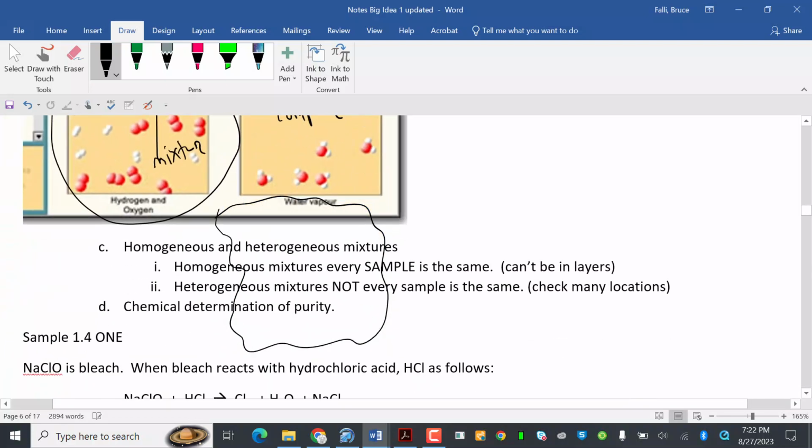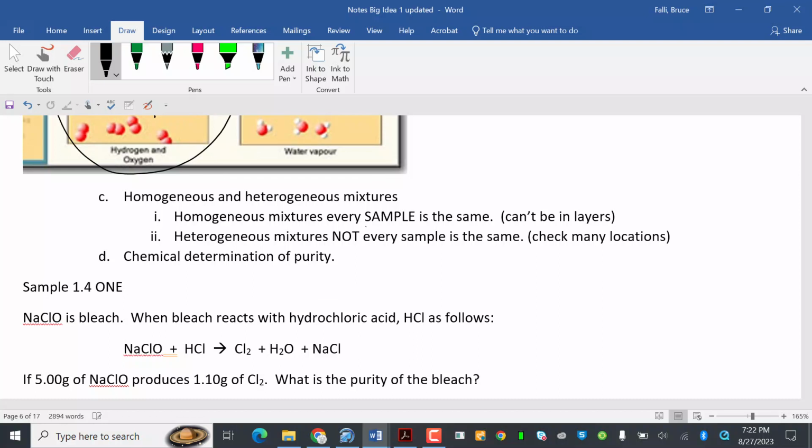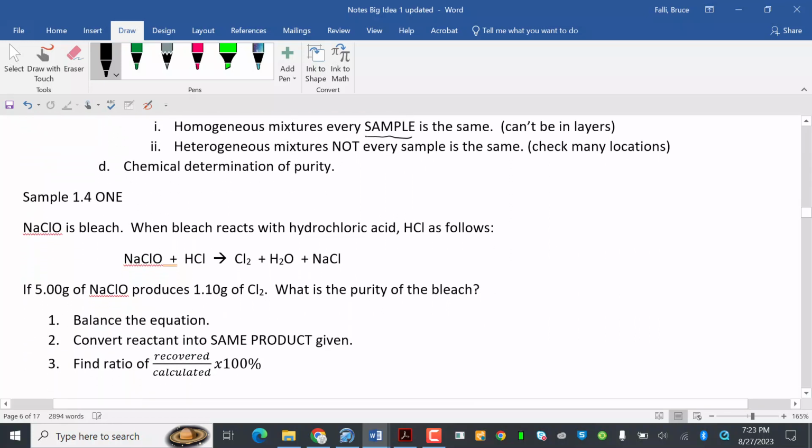Okay? Homogeneous and heterogeneous mixtures. The word homo means the same. Well, what's the same? Every sample is the same. Okay? Heterogeneous mixtures, not every sample is the same. Check lots of locations. All right? So now we have a chemical determination of purity. So there's a lot of questions that say, how pure is this? Is there something else in it? What percentage of it is there? Okay?